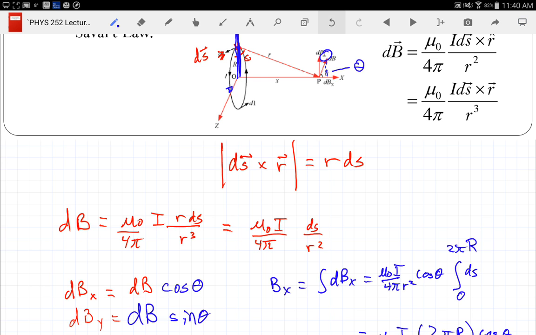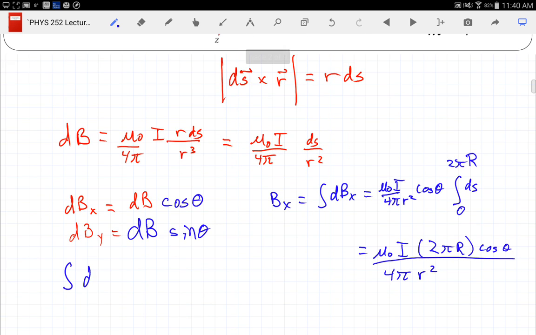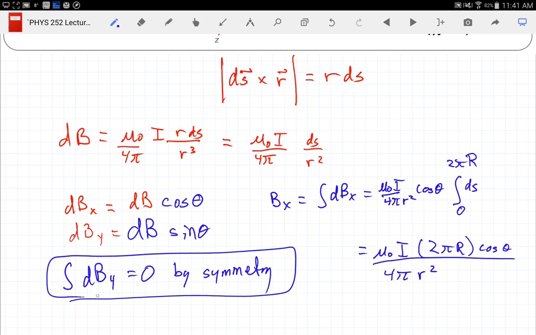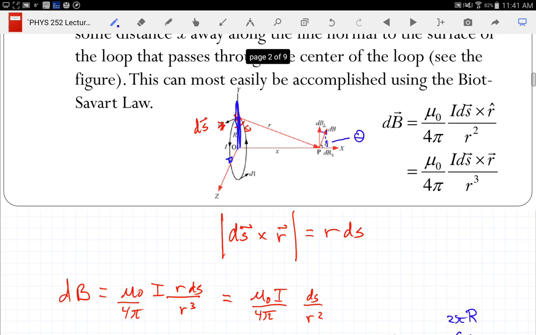But we can use symmetry arguments to make our lives simple. If something is constant and goes like this around a circle, what does it add up to? 0. So my integral of dBy equals 0 by symmetry. So all I have is the x component, which is this. Now you look at it and it really has two variables. It has the r squared and it has the cosine theta. So let's figure out how we can combine those. The cosine theta is the one I want to get rid of. So how can I replace cosine theta?